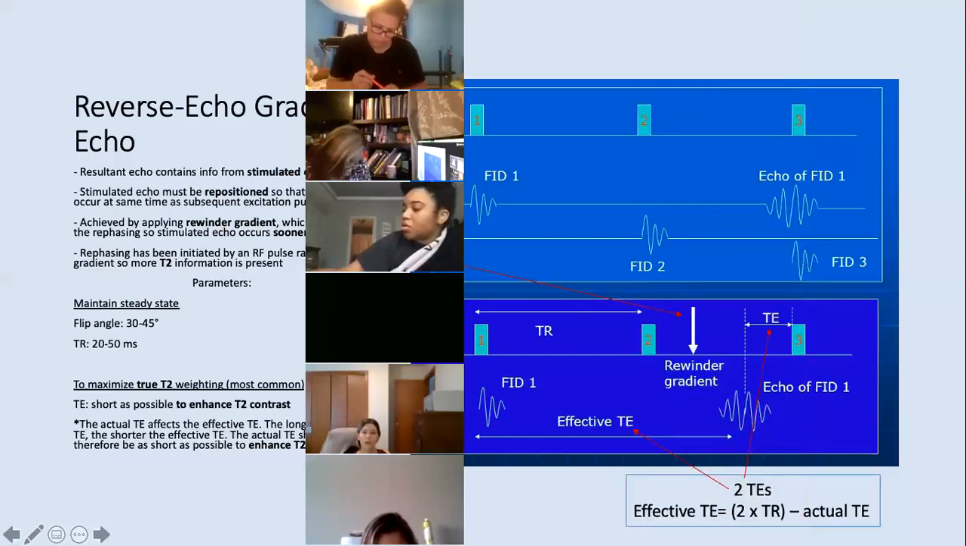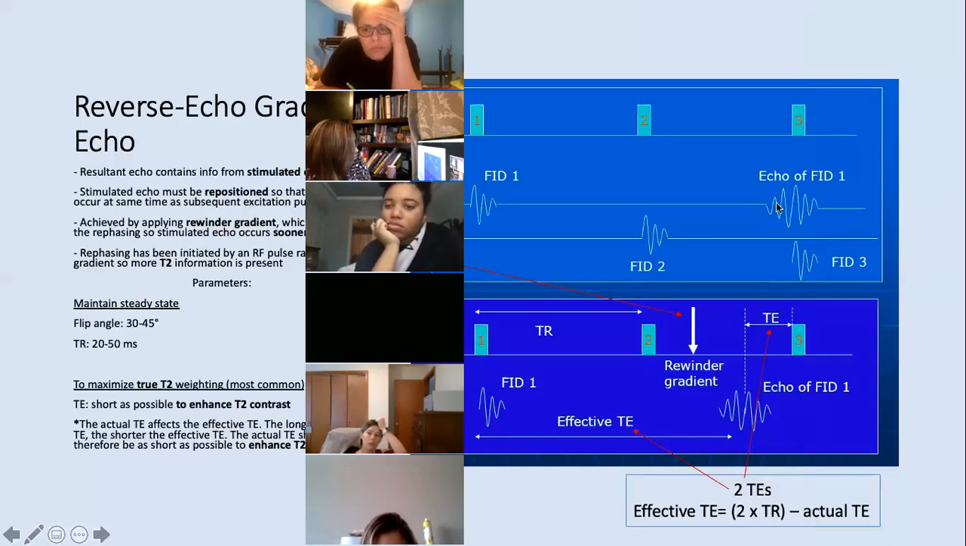So here's what it would normally look like on top here. So you have one free induction decay, two free induction decays of these. Once you turn off these excitation, third free induction decay. But because we have 1, 2 RF pulses, it creates a stimulated echo, and it usually occurs at the same time as our third free induction decay. But if we apply this rewinder gradient right here, it speeds it up so that it now occurs here instead of here. So we have them off of each other, so they're not superimposed on each other.